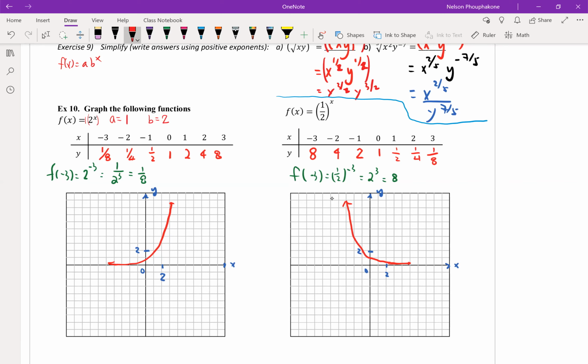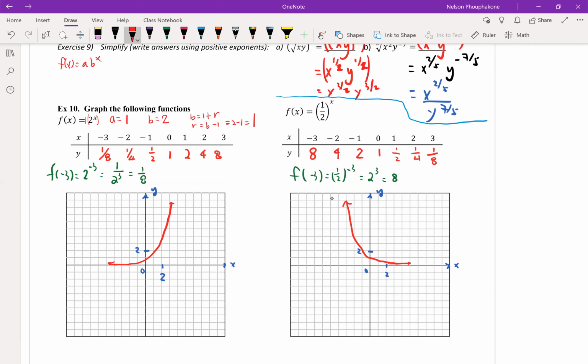Then we know that b is equal to 1 plus r. In other words, r is equal to b minus 1. So in this case, r basically is 2 minus 1, which is 1.